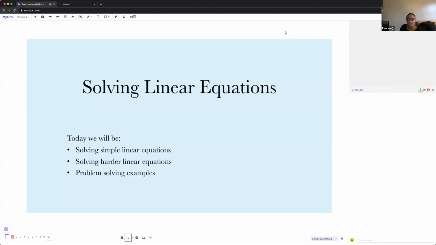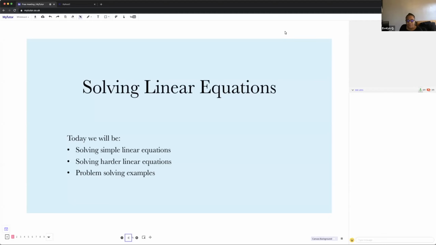Over the next 3 days, we'll be doing a solving equations mini course. Today it's linear equations, tomorrow it will be simultaneous equations, and then on Wednesday it will be quadratic equations. We will be going through some past paper exam questions as well, different types of questions which you might or might not have seen before. If you have any questions, make sure to put them in the Q&A.